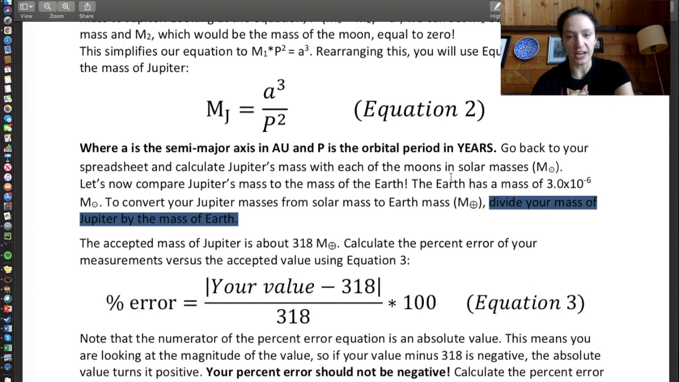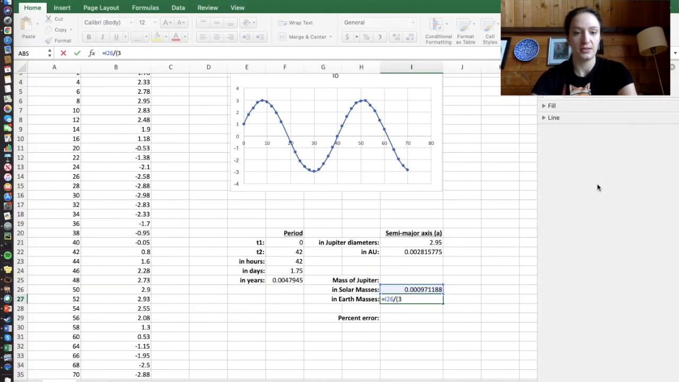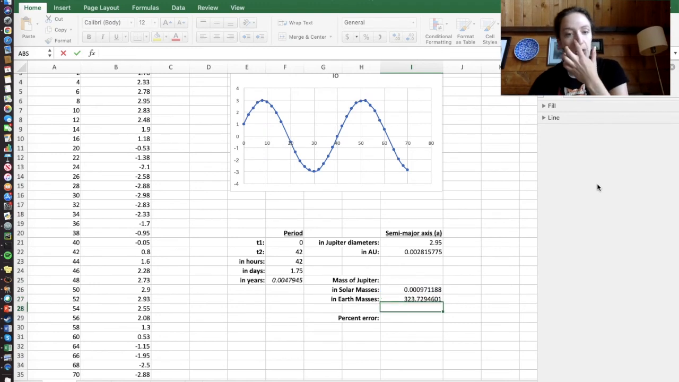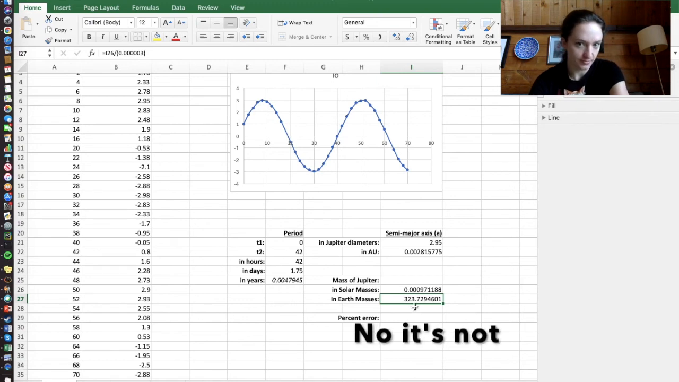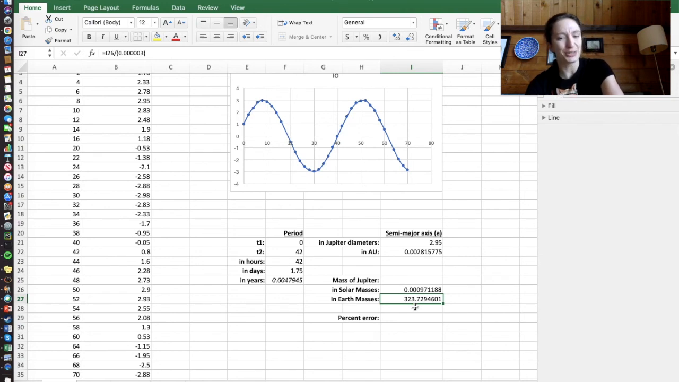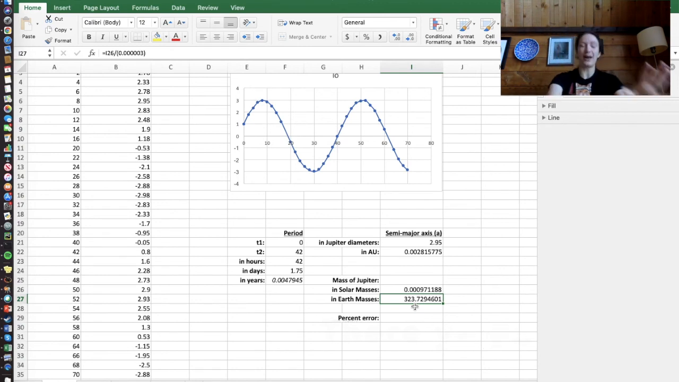3 times 10 to the negative 6, aka 3e negative 6. Enter, boom. So Io is 323 times the size of Earth. No, I'm sorry, not Io. Jupiter is 323 times the size of the Earth, because we're calculating the mass of Jupiter, not the mass of Io. So Jupiter's huge compared to the Earth.